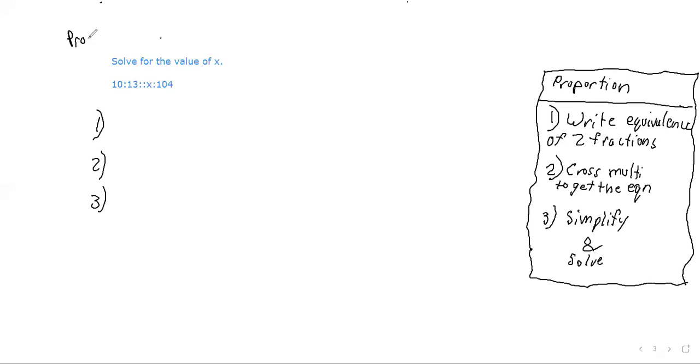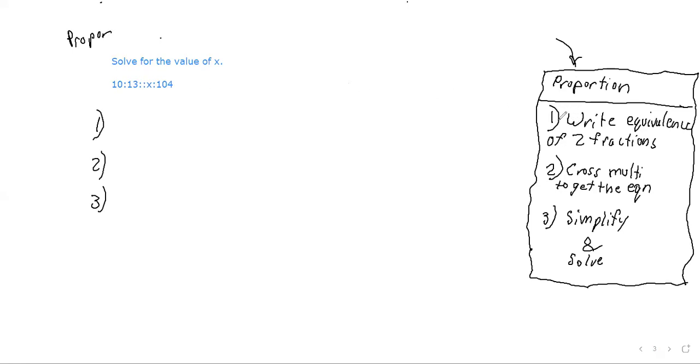Okay. So how do we solve proportion? Well, luckily for us, there's a three-step technique, which somebody has written over here on the right side. Okay, so let's go ahead and put this into action. First of all, let's demystify these four dots in the middle. They just mean equal to, okay?